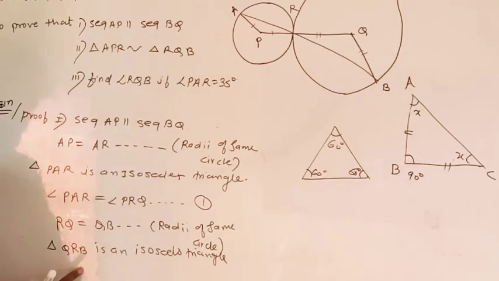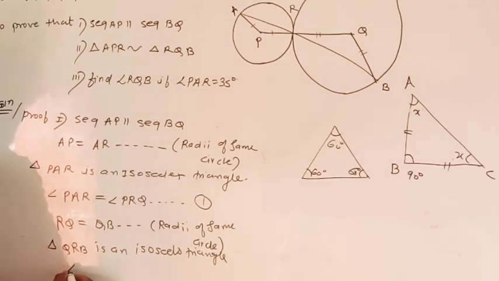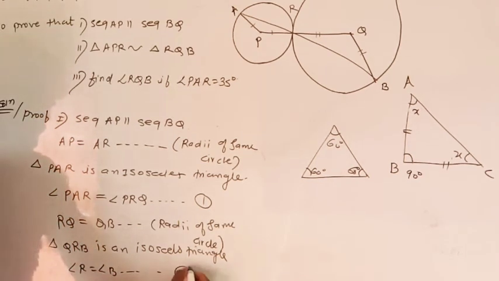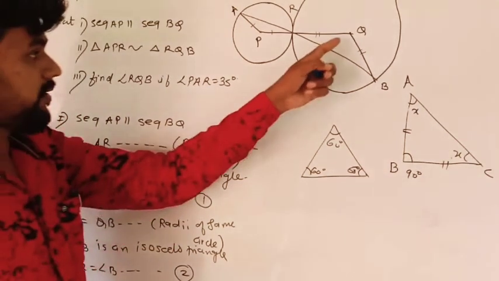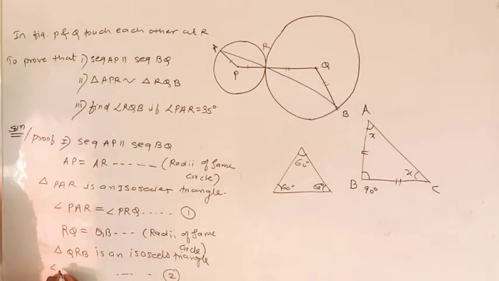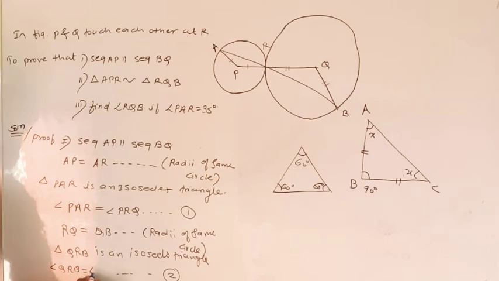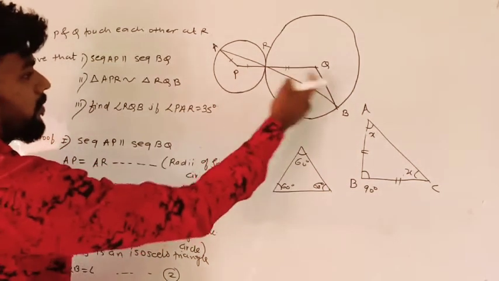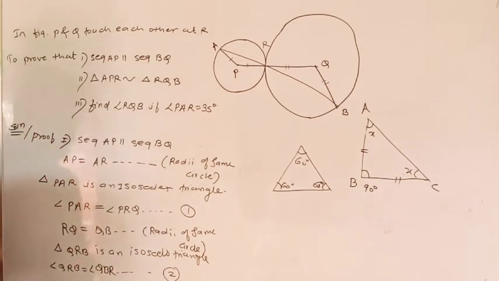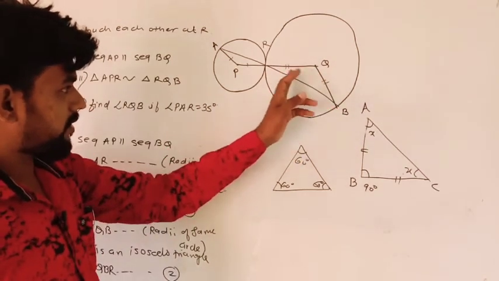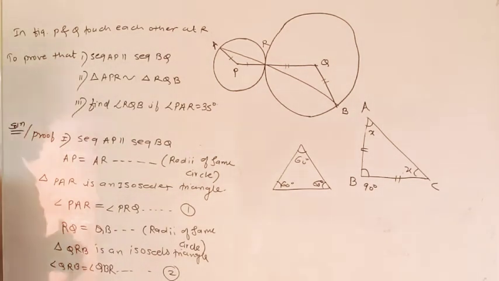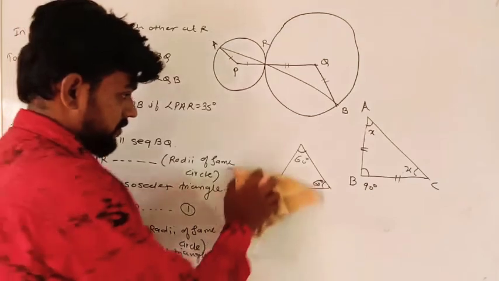And if this is an isosceles triangle, then we can say that angle R is equal to angle B. We can write here, this is the second. You have to write in full form angle QRB, in the same manner: angle QRB is equal to angle QBR. This is the second. Why do we write this? Because the radii are the same, that's why angle R is equal to angle B, corresponding angles of the same sides.